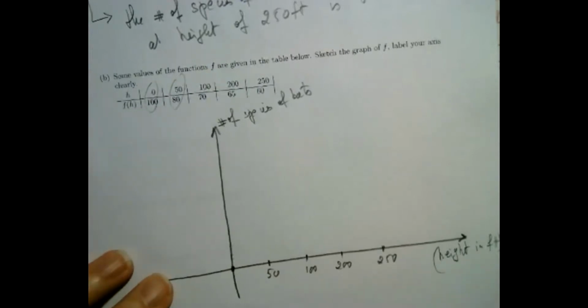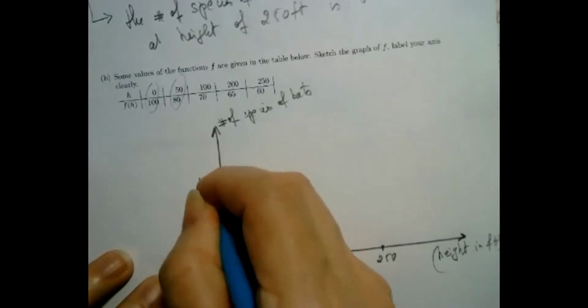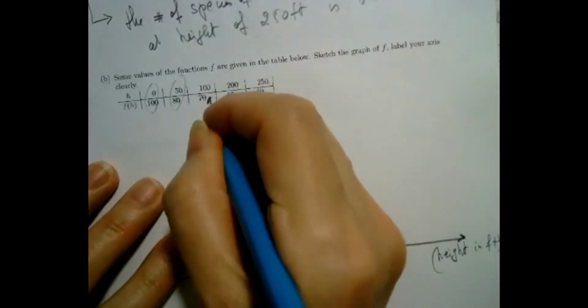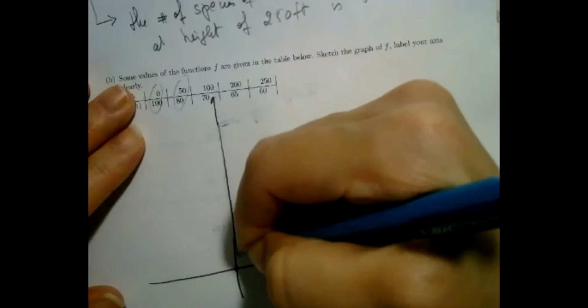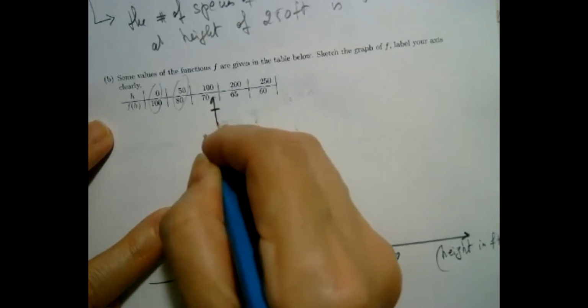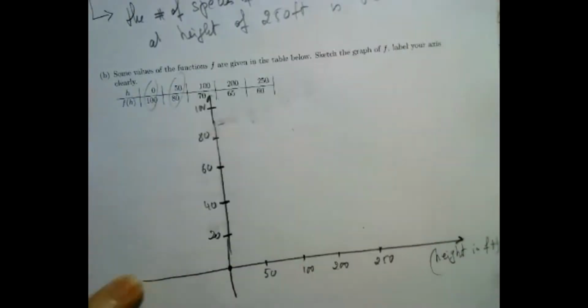You say 20s. Okay, so I can do 20, 40, 60. Because we need some kind of scale, and I erased that. You guys don't have to do that, but I wasn't thinking clearly. So I'm going to go 20, 40, 60, 80, 100, okay? And now, as I said, the height changed, the numbers change.